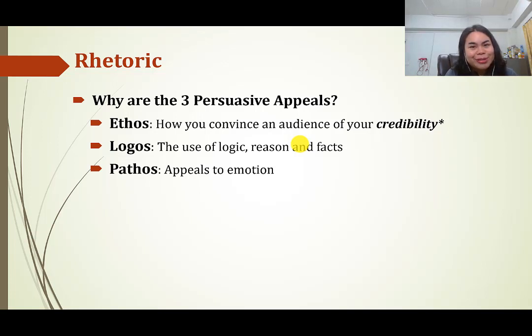See, that's for example. So you don't appeal like, there are more than 10,000 people who die every day because they don't have health insurance. Well, if you appeal to them that way, that's logos, okay? Logic, reason, facts.